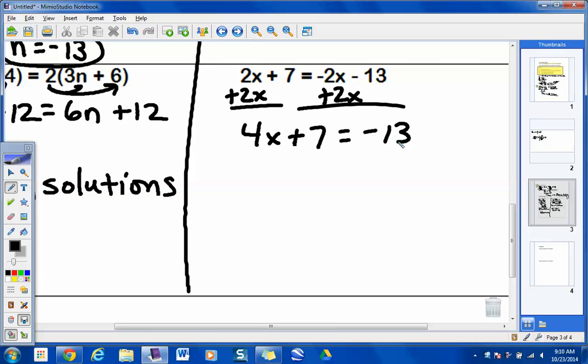So what's my next step here in solving? Minus 7. You guys are rolling today. What's 13 plus 7? Well, 13 plus 7 would be 20. So that makes negative 20 on the right.